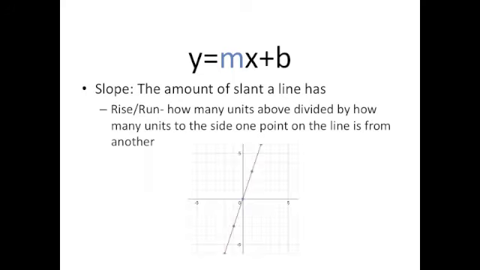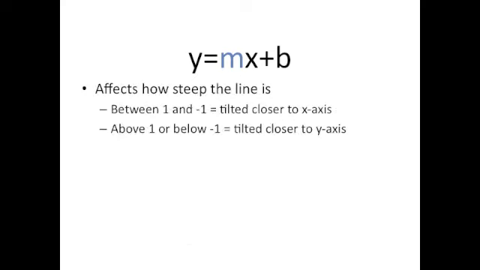For example, in this graph, the slope would be 3 because the point 1, 3 is 3 units above 0, 0, and 1 point to the right, making rise over run 3 over 1, and 3 divided by 1 is 3, so the slope will be 3. So m affects how steep the line is.